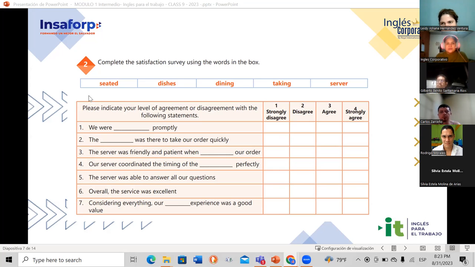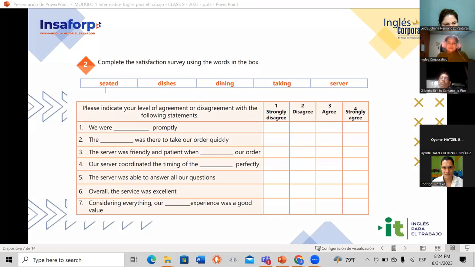We are going to use these five words that we have here in the boxes. We're going to complete, in this case, the statements. Number one, it says we were.